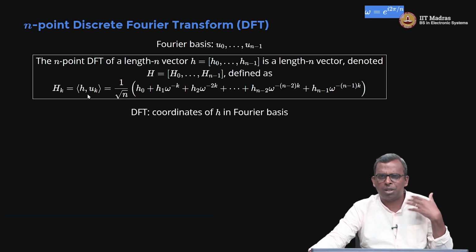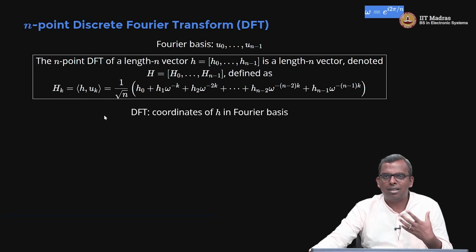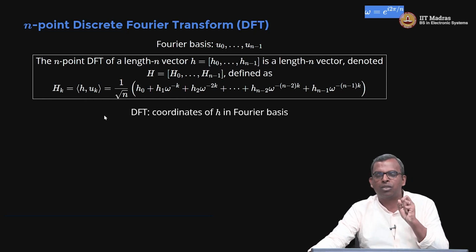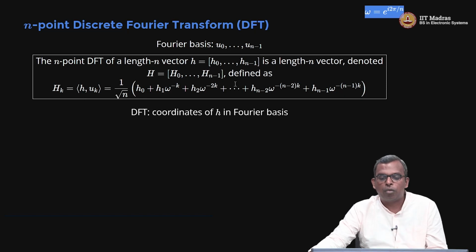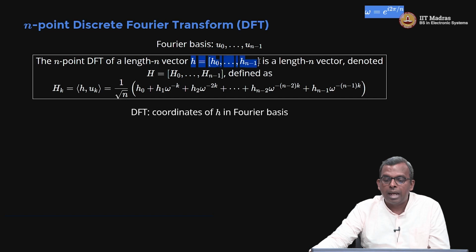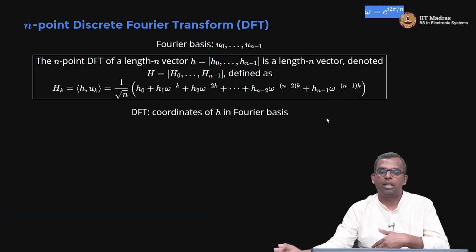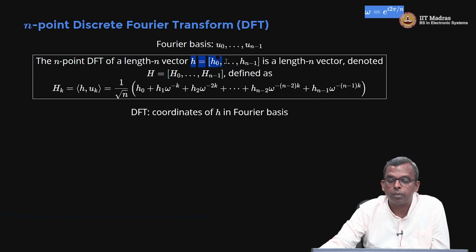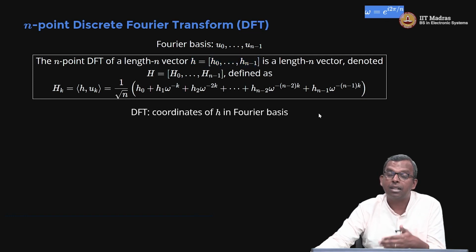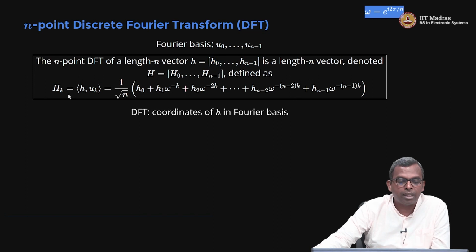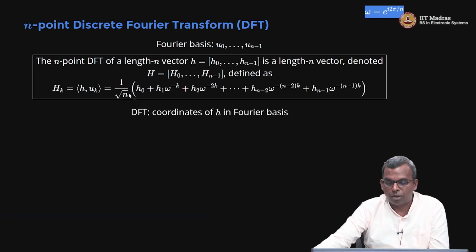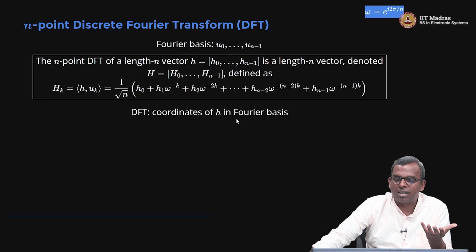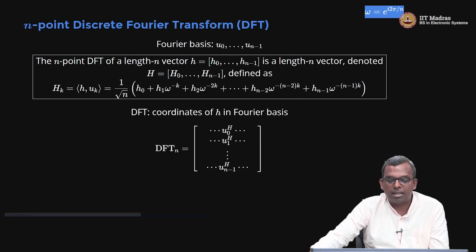Notice how much linear algebra is used in these definitions. uk is a Fourier basis vector, and it's orthogonal with everything else. If I take this vector h, which is in the canonical basis h0 to hn minus 1, how do I express it in the Fourier basis? I have to take the inner product of h with uk, and that is related to the eigenvalues also. The coordinates are the eigenvalues, because the Fourier basis is an orthonormal basis of eigenvectors for my circulant matrix. All of these connections come together very nicely.